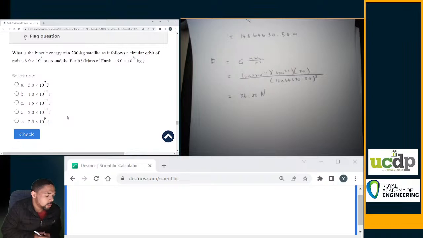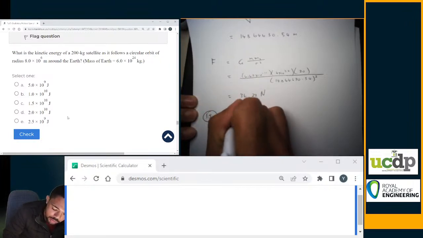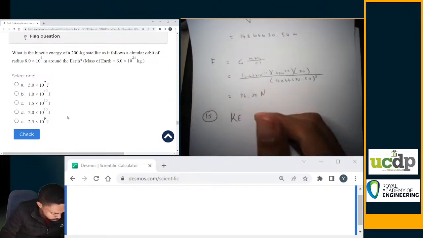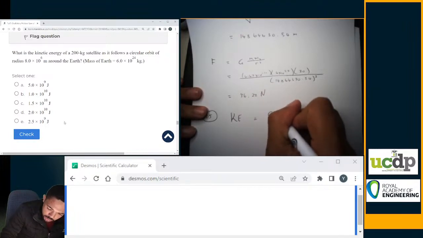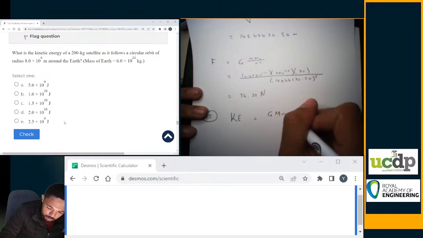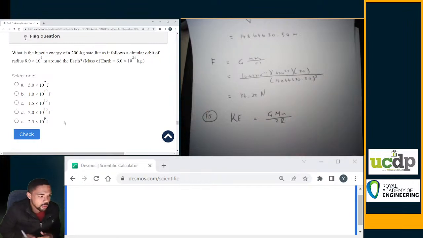Okay, number 15. The kinetic energy of a 200 kilogram satellite as it follows a circular orbit of radius 8 times 10 to the 6 meters around the Earth. We need to calculate kinetic energy. Now, number 15, the formula that I did not give for kinetic energy is equal to the gravitational constant times the mass of the Earth times the mass of the object divided by 2 times the radius.